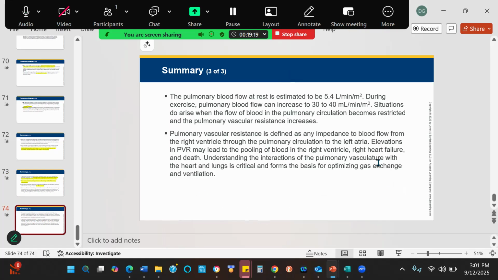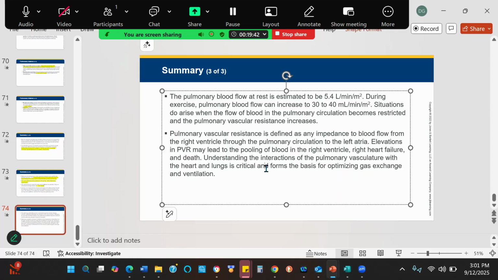Pulmonary blood flow at rest is about 5.4 liters. It can increase during exercise to maybe 30 or 40 liters. We have a remarkable ability to respond to physiologic stress. Pulmonary vascular resistance is any impedance to blood flow, and it can be serious, but we do have good ways to treat that. One way to treat that is with inhaled nitric oxide. The device is called an Inomax. You will see it very soon in clinic, and it is inhaled nitric oxide.